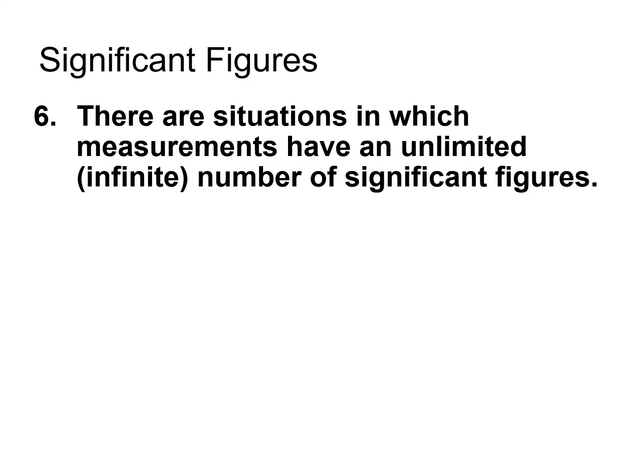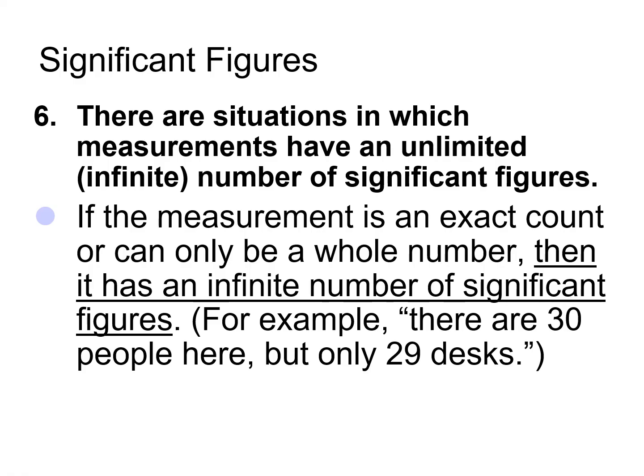There are other situations in which the significance really doesn't apply. We can say it has an unlimited or infinite number of significant figures. For example, if whatever you're counting or measuring can only be a whole number, then it has infinite significance no matter what that number is. If I say there are 30 people here, but only 29 discs, you can only have a whole person, you can only have a whole disc. So since you can only have whole numbers, those have infinite amount of significance. You don't say two significant figures or one, you say infinite. It does not limit how good your calculated answer can be.